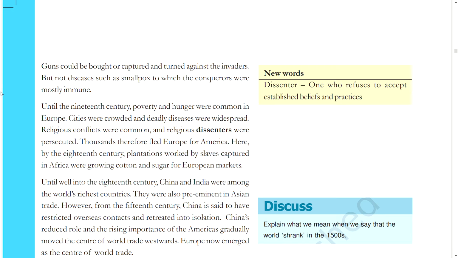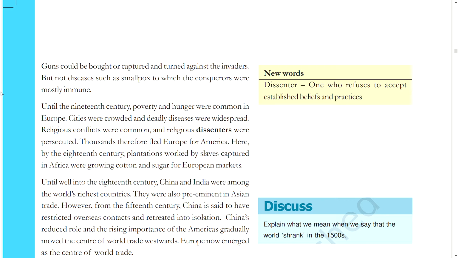New words. Dissenters: one who refuses to accept established beliefs and practices. Guns could be bought or captured and turned against the invaders, but not diseases such as smallpox, to which the conquerors were mostly immune.